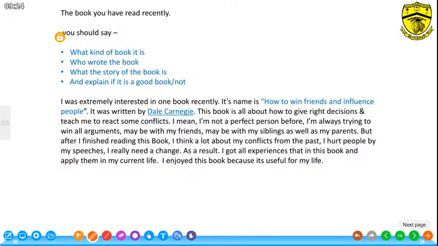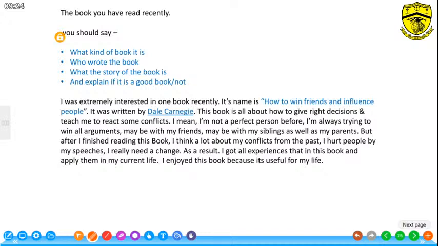Then when we are asked to write about a book, the book you have read recently, about the book or the story, you have to consider these things first. When you write about a book, you should say what kind of book it is. There are a lot of types of books in the world: adventure stories, fairy tales, historical books, love stories.